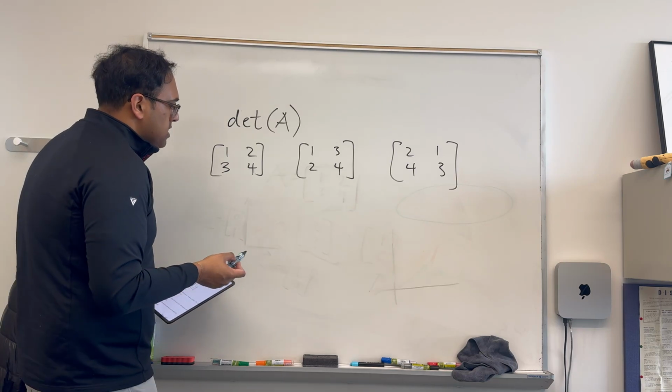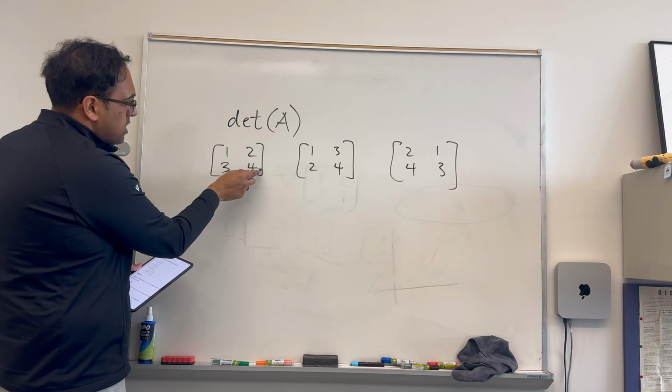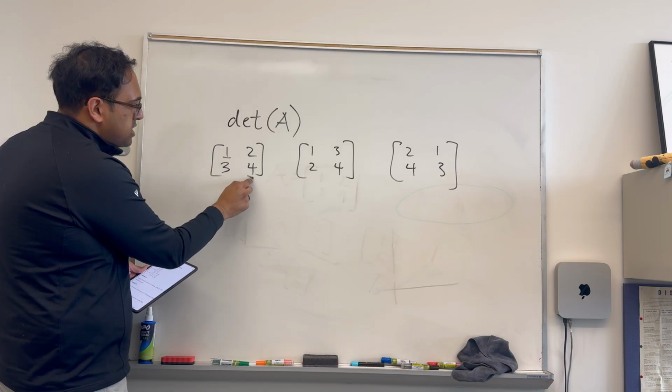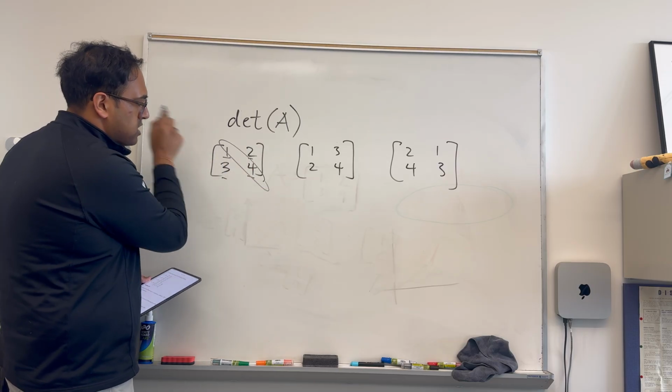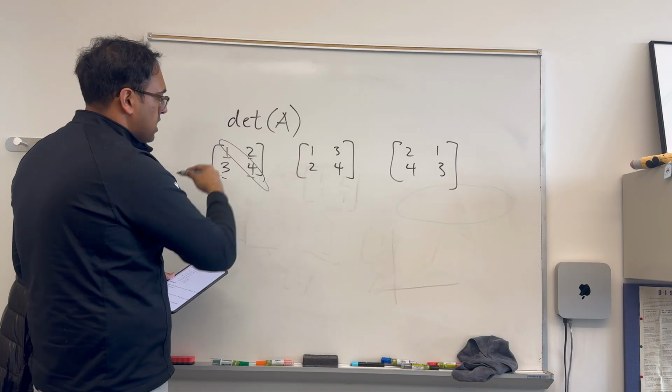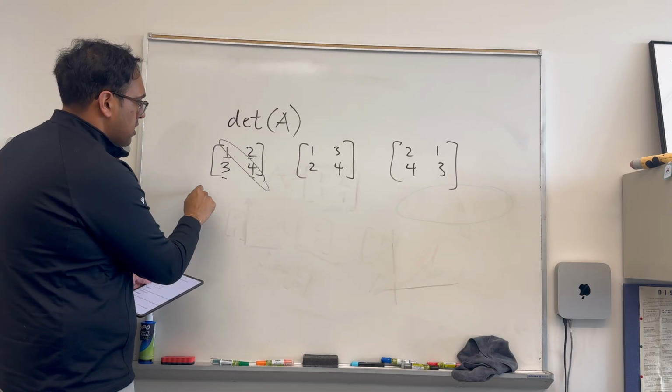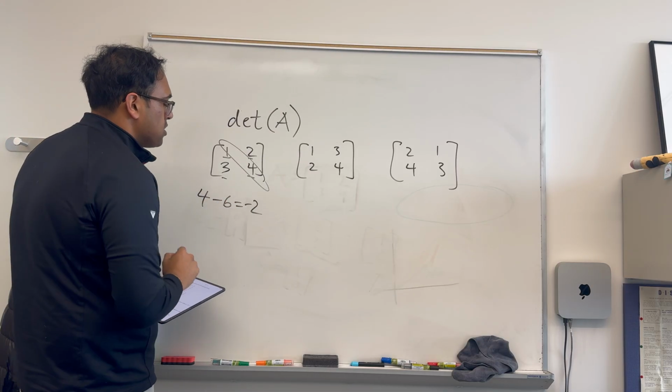So how do we compute the determinant of a 2 by 2 matrix? The general formula is AD minus BC. So the product of the diagonal minus the product of the off diagonals. So here that would be 4 minus 6, which is negative 2.